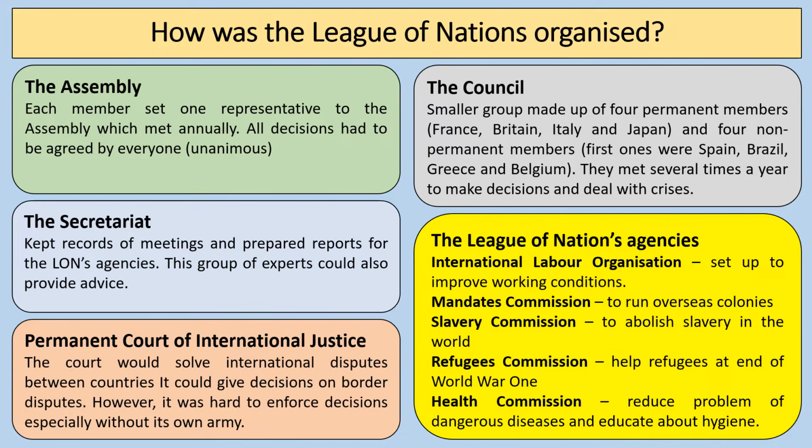There's a council, which is made up of 4 permanent members: France, Britain, Italy, and Japan. Remember, the USA would have been the 5th permanent member, but of course they never joined. And the first 4 non-permanent members were Spain, Brazil, Greece, and Belgium, just for your own interest, which is one of the reasons why Belgium appeared on that Gap in the Bridge cartoon before. And they would meet several times a year, they would make decisions, they would deal with crises. And then there were various League of Nations agencies, which we're going to find out a bit more about in just a second. So there's the International Labour Organization, the Mandates Commission, the Slavery Commission, the Refugees Commission, and of course the Health Commission, which later will become known as the World Health Organization.